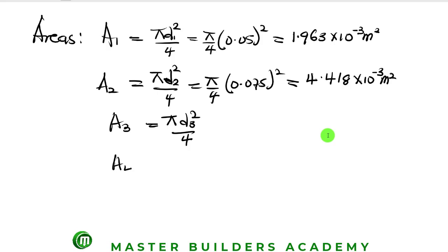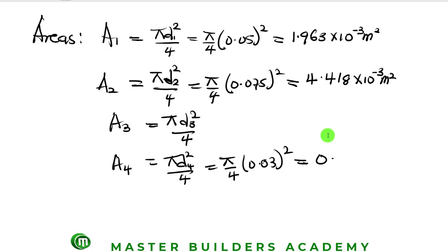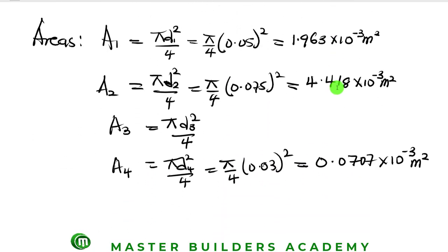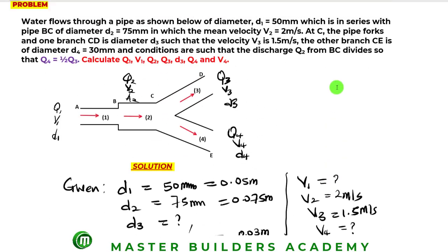Now, area 4 will give us πd4 squared over 4. This will give us π/4 times 0.03 squared in meters. When we calculate this area, it will give us 0.0707 times 10 raised to the power of -3 meters squared. So guys, we have been able to get the areas for all of these pipes. Now we'll come back to the question.